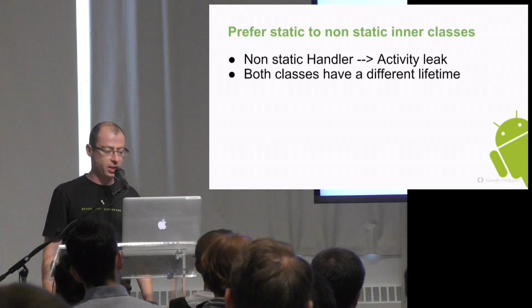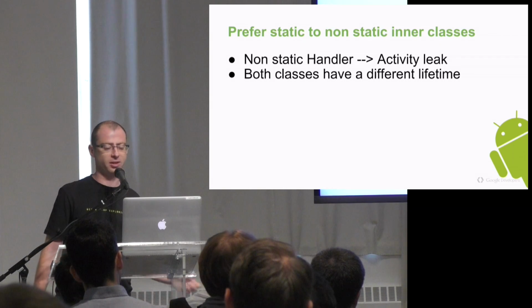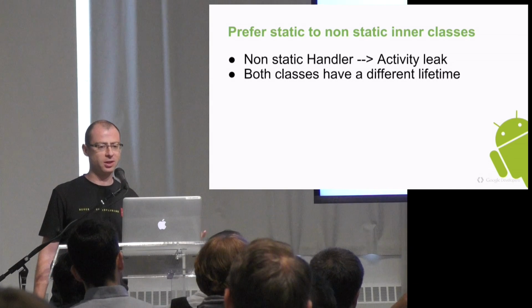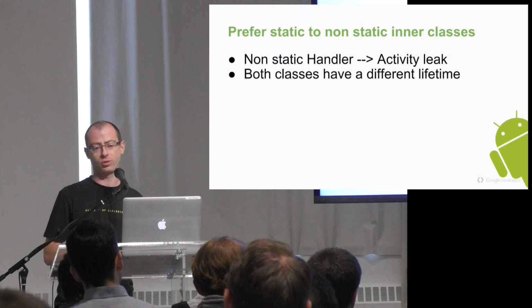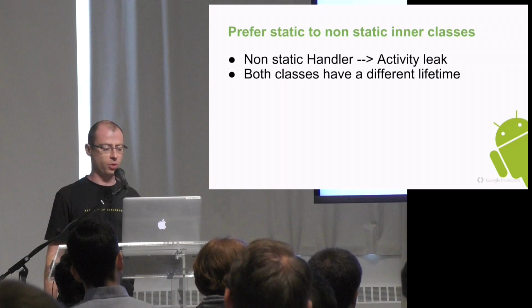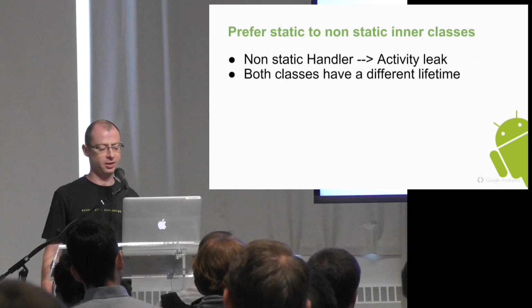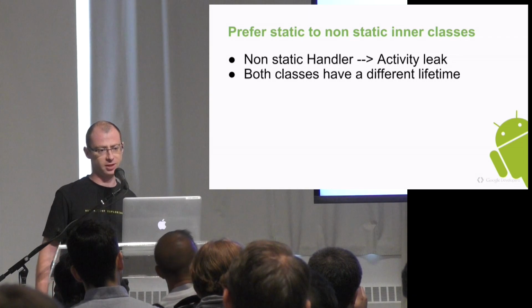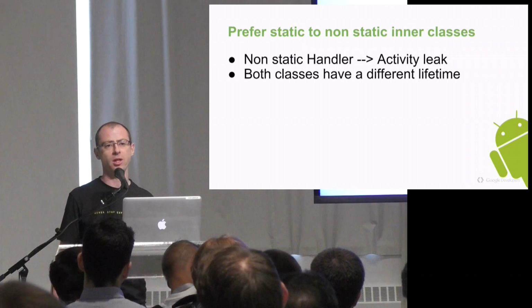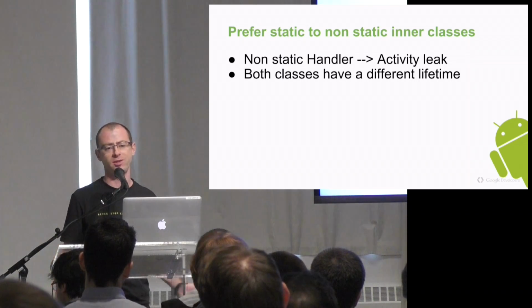In general, please prefer static to non-static inner classes. Basically, the difference is that a non-static inner class is bound to the enclosing class, such as an activity. And please know that both classes, handler and activity, have a different lifetime. And this is one of the reasons for the most annoying bugs that I have been seeing.